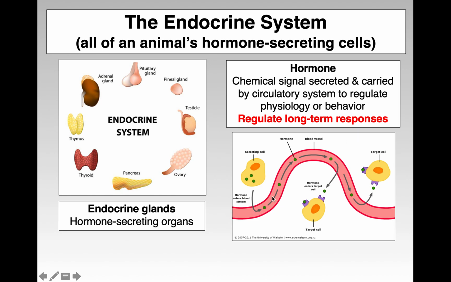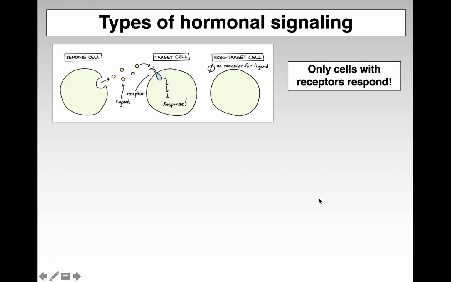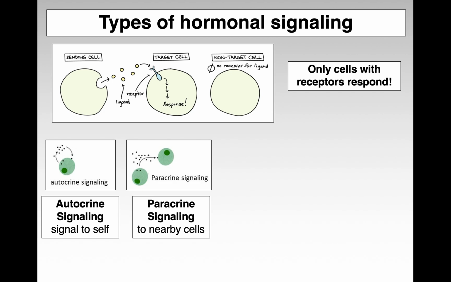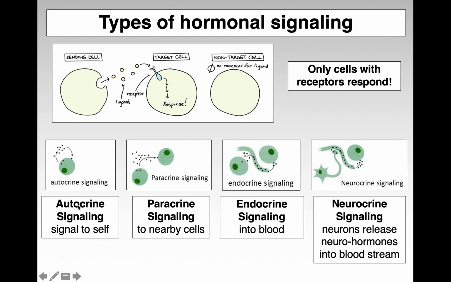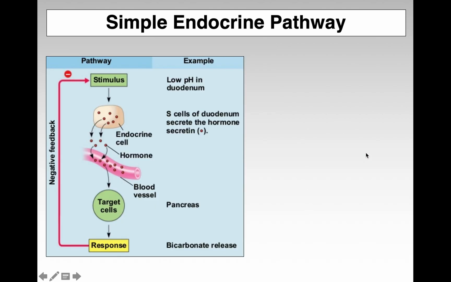And remember, like any signal, in order for a cell to respond, it must have the appropriate receptor, right? And receptors are proteins that would bind the hormone. And remember, depending on what the hormones are, they might have internal or external receptors. There are four kinds of signaling: autocrine, going to the self; paracrine, nearby; endocrine, through the blood system; or neurocrine, neurons releasing neurohormones into the blood system. And the hypothalamus is really important in neurocrine signaling.